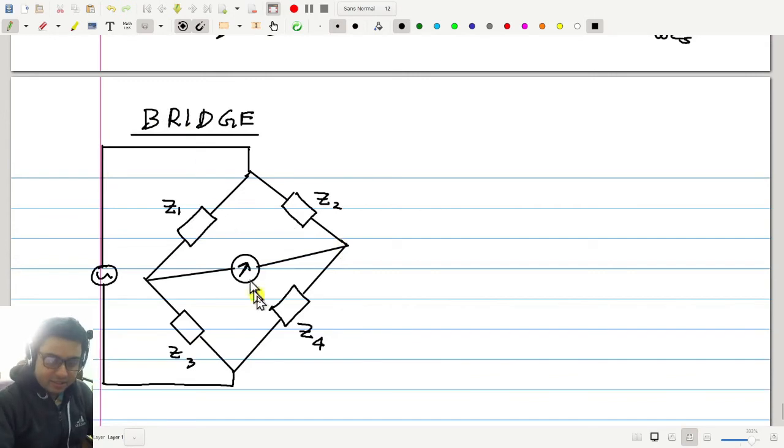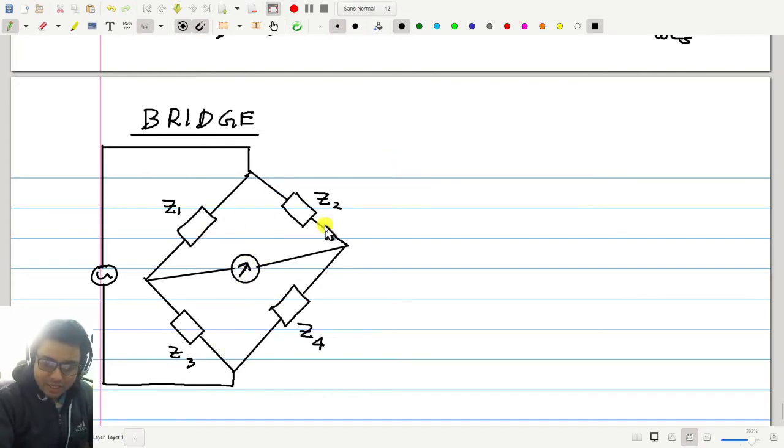Similarly here, let us come to bridges, and we are going to measure AC impedances. So this meter, even if I say galvanometer by slip of tongue, from this point onwards, please understand this should be some AC measuring instrument. Some null detector, or detector, let me say.